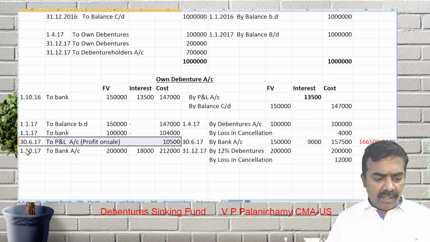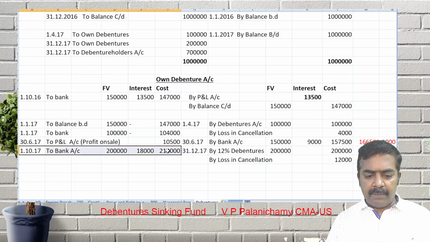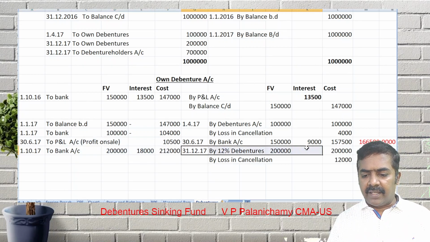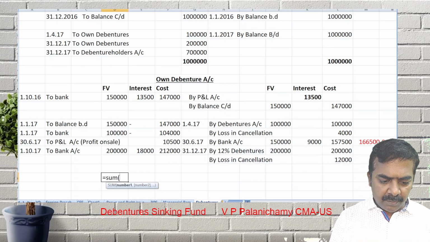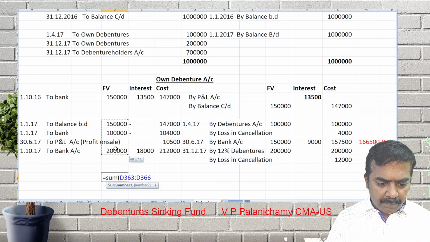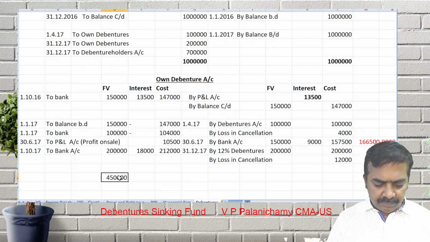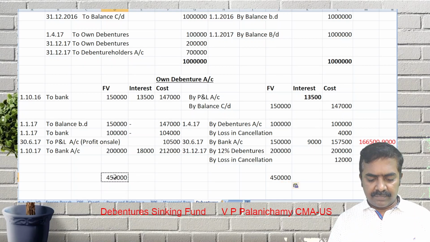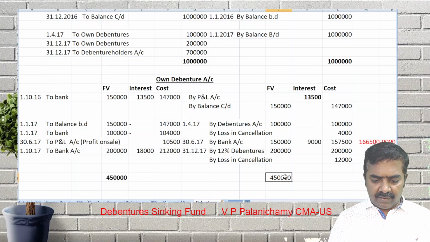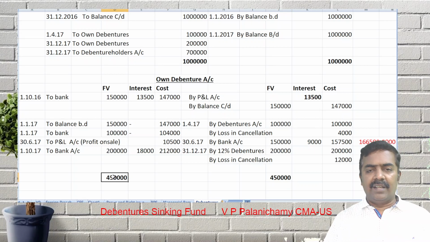P&L account. Again 1/10/2017 we purchased our own debentures. அதை அப்படியே cancel பண்ணிருக்கோம். வெயிட் பண்ணுங்க. இப்போ என்ன பண்ணணும்? ஃபேஸ் வேல்யூ காலத்தை ஆட் பண்ணி பாருங்க. டேலி ஆயிடும். ஃபேஸ் வேல்யூ காலம் ஆட் பண்ணா டேலி ஆயிடும். ஏன் டேலி ஆகுது? ஏன்னா 100 rupees சேவ் ஆகும். அதனால டேலி ஆகல. வெயிட் பண்ணுங்க.